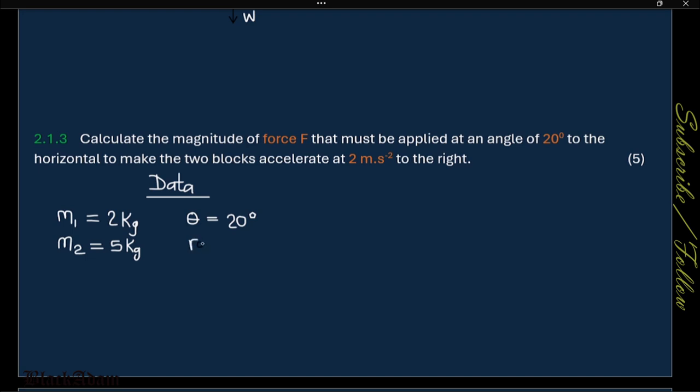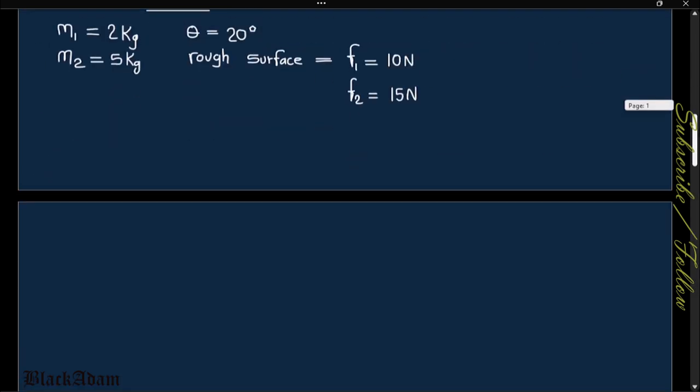What else do we have? A rough surface. A rough surface means that we have friction, so friction will be considered. We have friction 1, which is 10 Newton for the 2 kg block, and friction 2, which is 15 Newton for the 5 kg block. Let's deal block by block and apply Newton's second law on each.